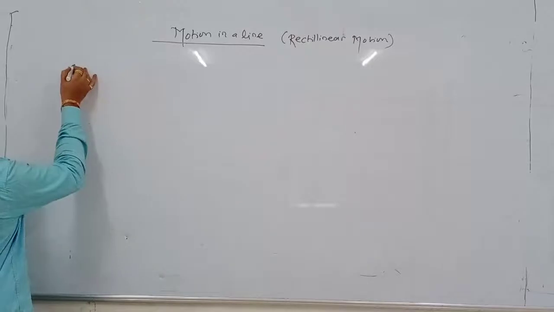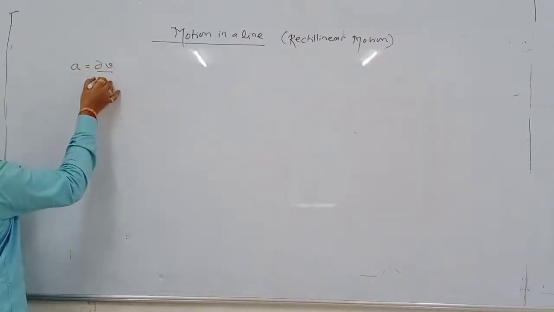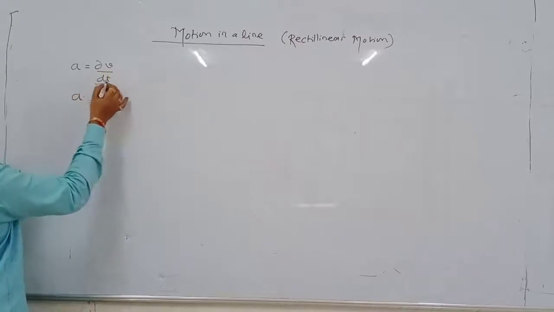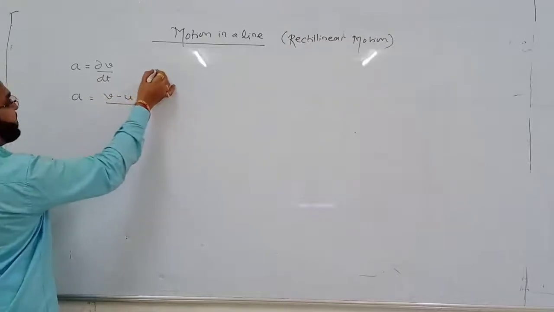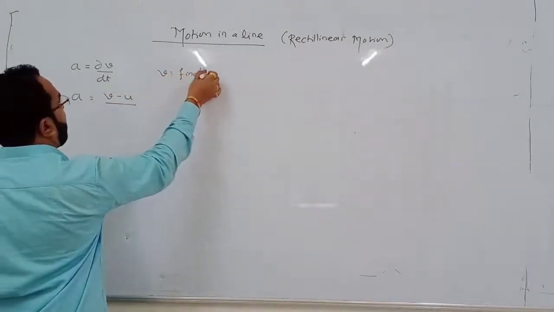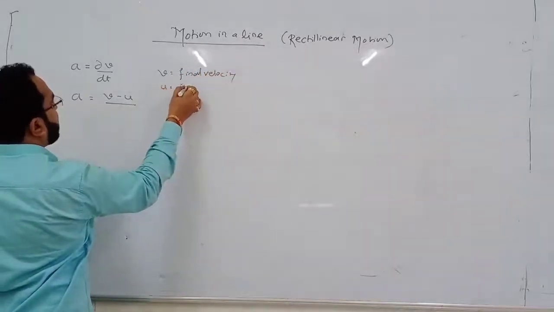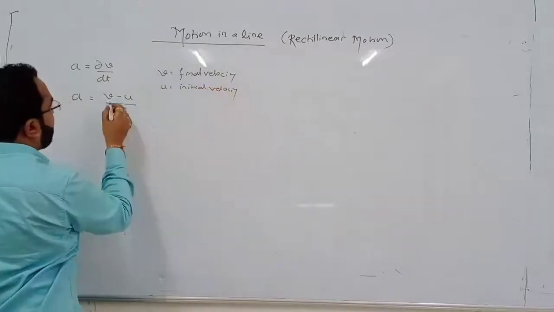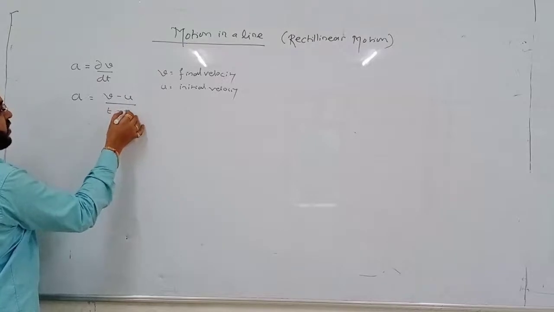Now, as we have written, acceleration is equal to dv by dt. What is dv? Change: v minus u, final velocity minus initial velocity, where v is the final velocity and u is the initial velocity. dt is the change in time, that is t minus 0.